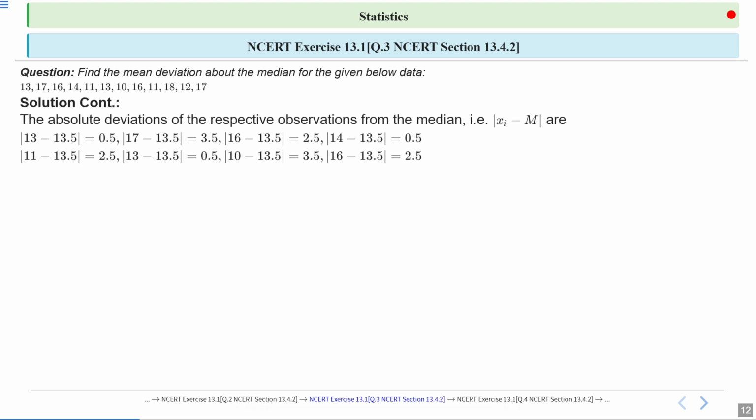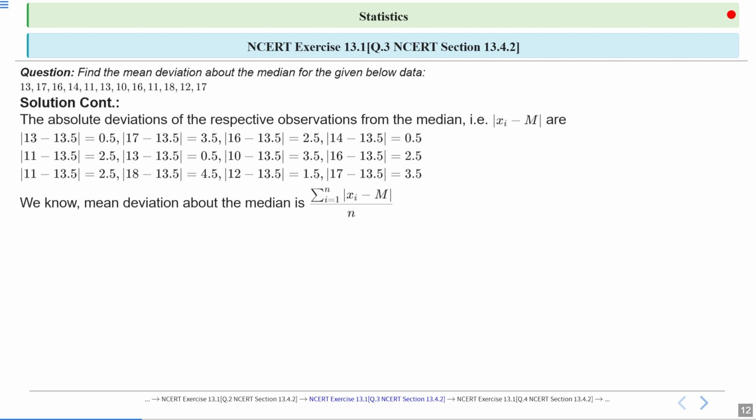So we know mean deviation about the median is summation from i equal to 1 to n absolute value of xi minus m divided by n, where m is the median and n is the total number of observations. Therefore, mean deviation about the median is equal to summation i equal to 1 to 12 absolute value of xi minus m divided by 12.